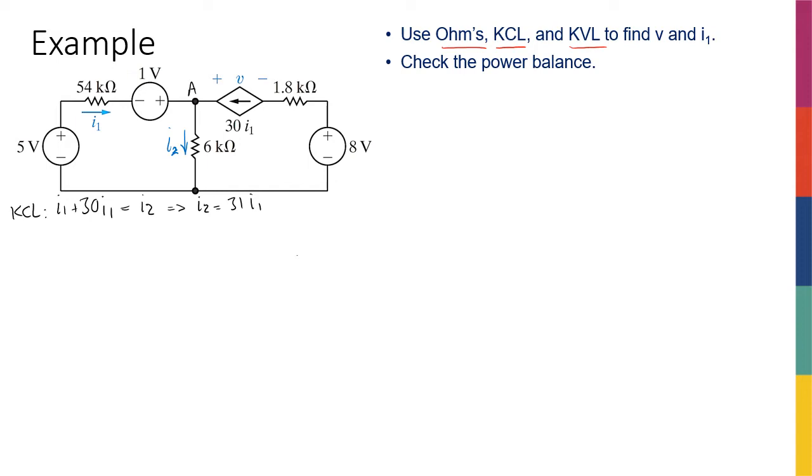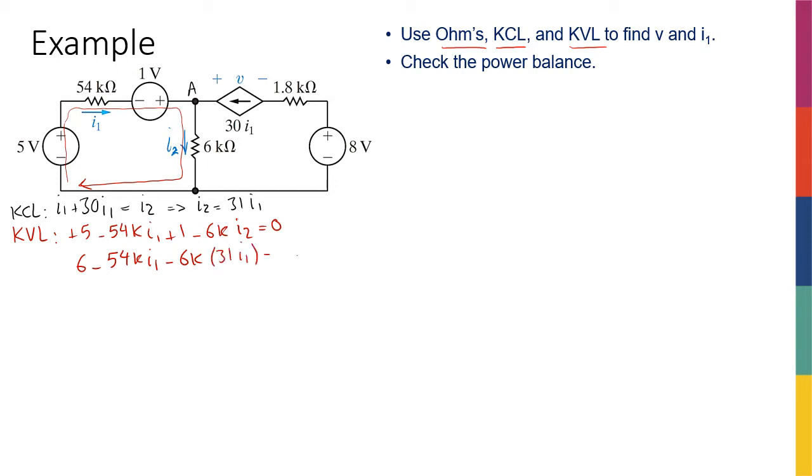So I'm going to use this path. Basically starting from here, going around this closed path, and I'm going to write the KVL. So the KVL in that path is going to be plus 5 minus 54 kilo ohm times I1 plus 1 volt minus 6 kilo ohm times I2 is equal to 0, right? So if I want to simplify that, I'm going to have 6 minus 54 kilo ohm I1 minus 6 kilo ohm, and then instead of I2 I'm going to write 31 I1 because from the top equation I have that, is equal to 0.